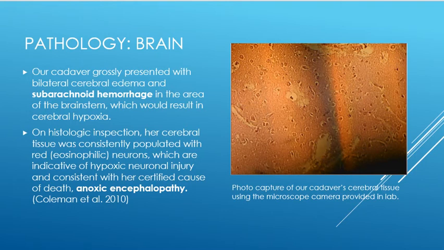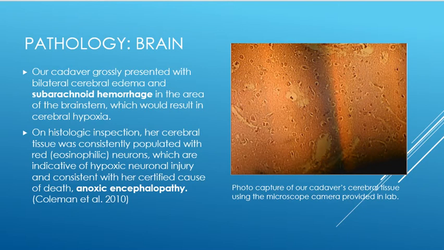On gross examination, we found that our donor's brain had bilateral cerebral edema, as well as an apparent subarachnoid hemorrhage in the general region of her brainstem. The hemorrhage would be consistent with a hypoxic injury, which is further consistent with the diagnosis we were given.